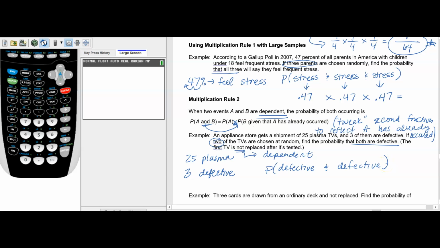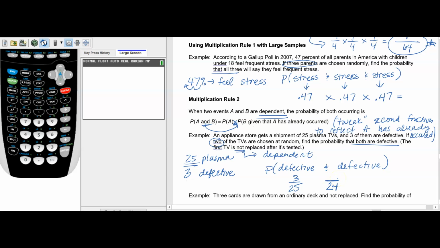So let's think about that first TV. If there are 25 TVs total and 3 of them are defective, there's a 3 out of 25 chance. Whoops, I shouldn't have written 52, 25. It's hard to write and talk at the same time. So there's a 3 out of 25 chance that the first TV you pick is going to be defective. Now, we pick that first TV and we set it aside and it's not replaced. Now how many TVs do we have? Well, now after we pick a TV, we only have 24 TVs left over.